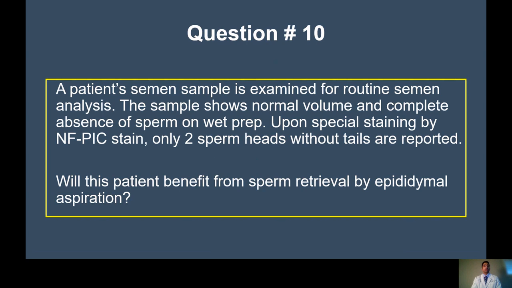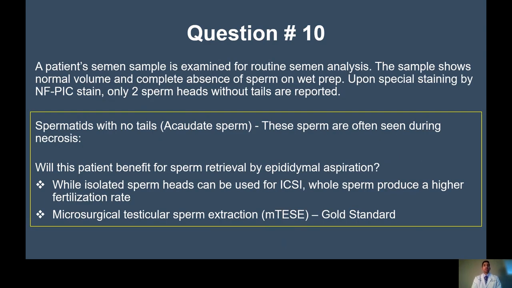Question 10. A patient's semen sample is examined for routine semen analysis. The sample shows normal volume and complete absence of sperm on wet prep. Upon special staining by nuclear fast stain, only 2 sperm heads without tails are reported. Will this patient benefit from sperm retrieval by epididymal aspiration? So in this scenario, 2 sperm heads without tails are reported. This is what we call spermatids with no tails, or acaudate sperm. These sperm are often seen in the setting of necrosis.